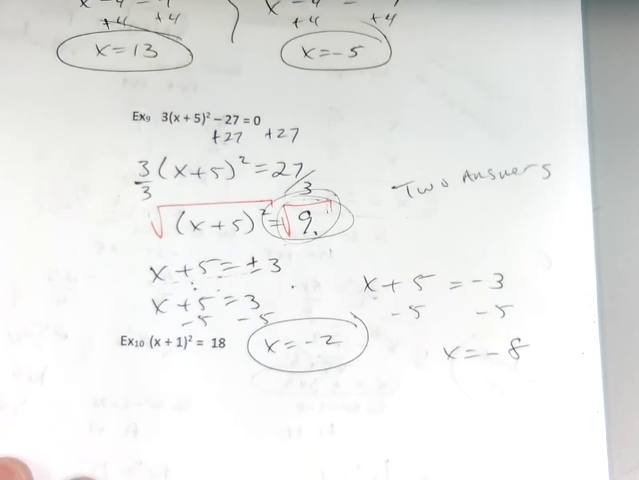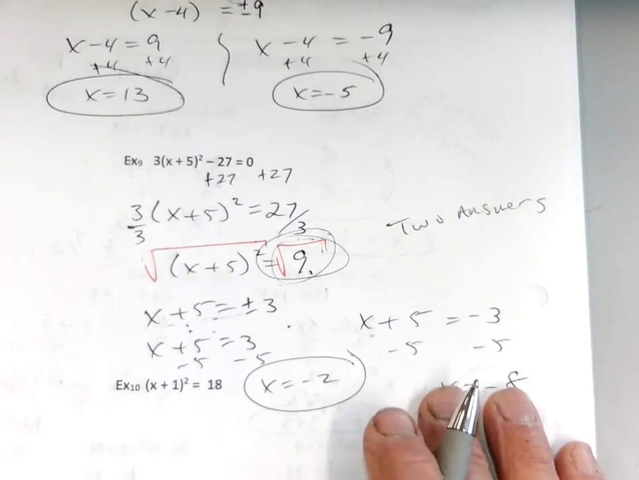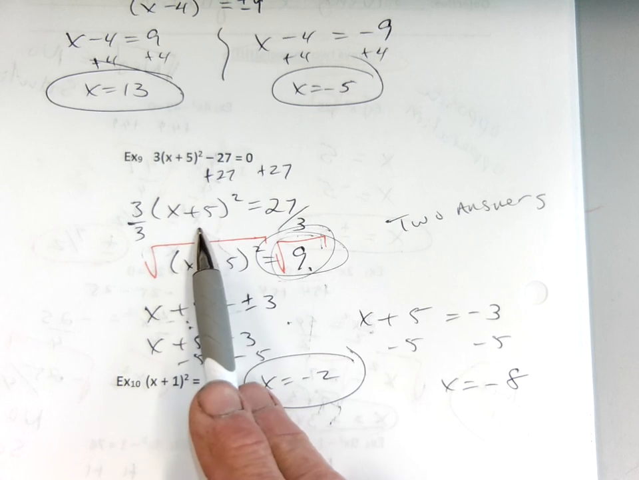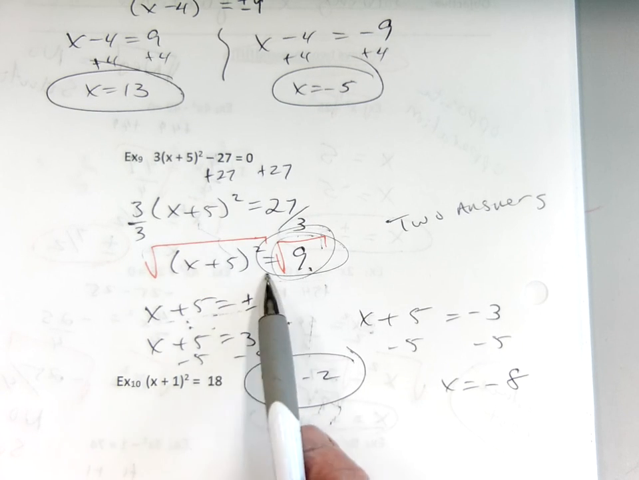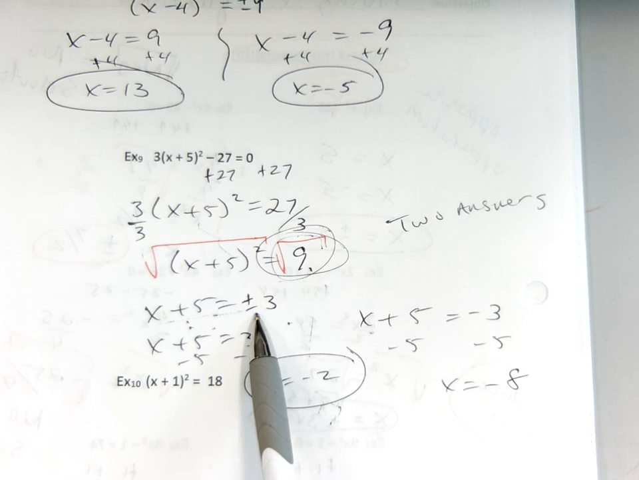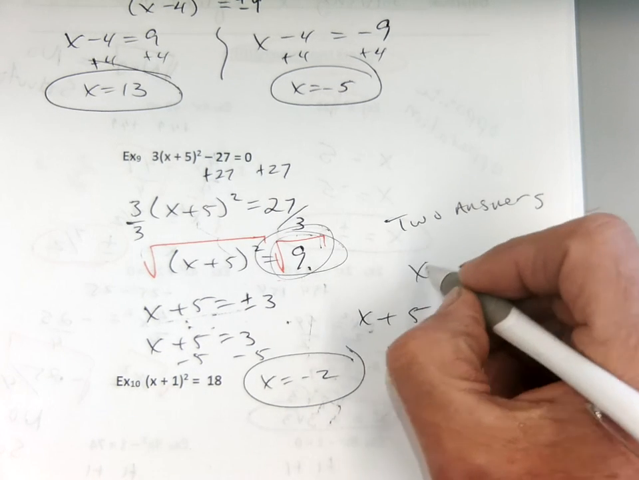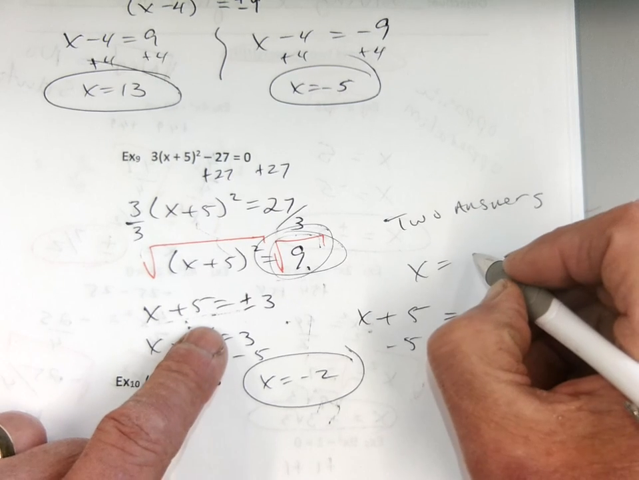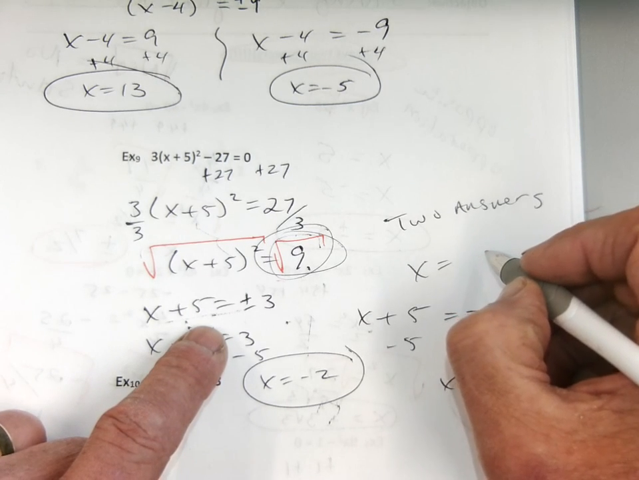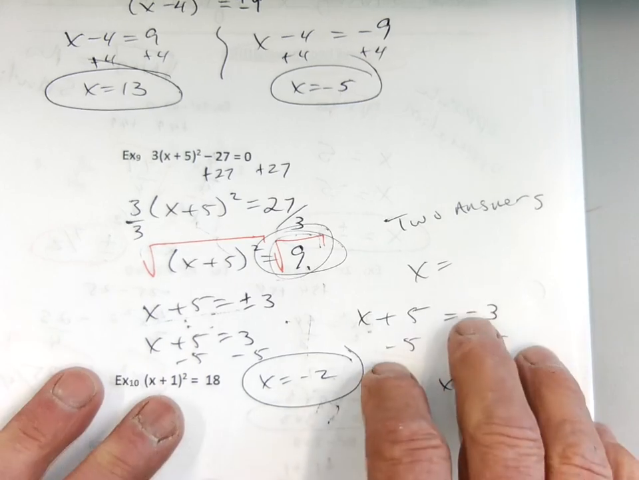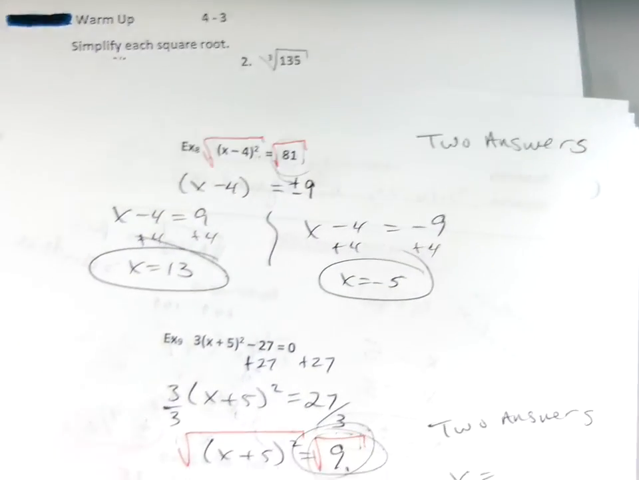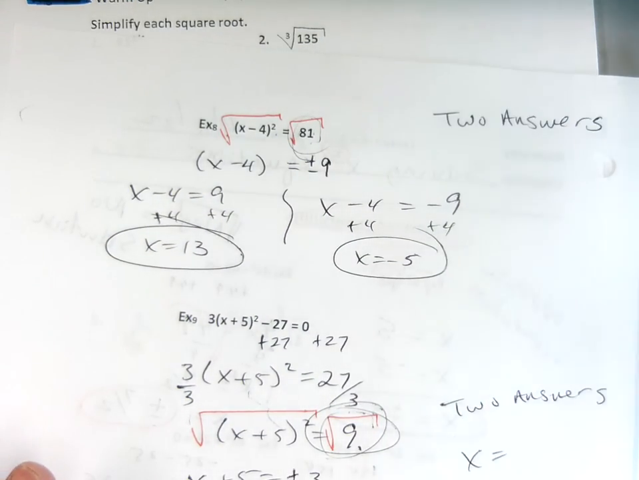Scott, let me go back. Down there where it says x plus 5 equals positive 3, why can't you just add the 5 to the other side and then it would be x equals positive 8 and negative 8? Okay, let's go back up to this one. Let me stop recording for just a second.